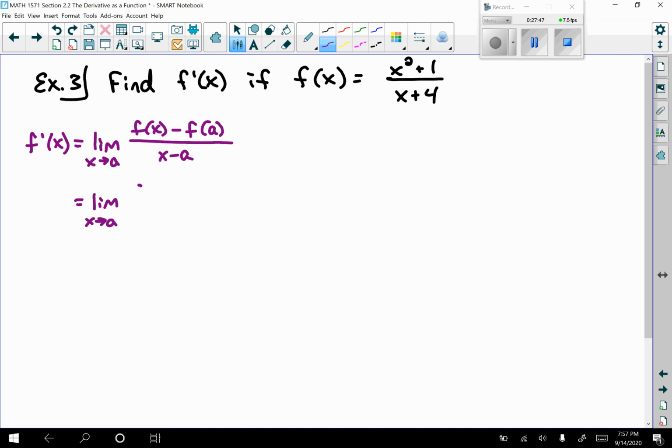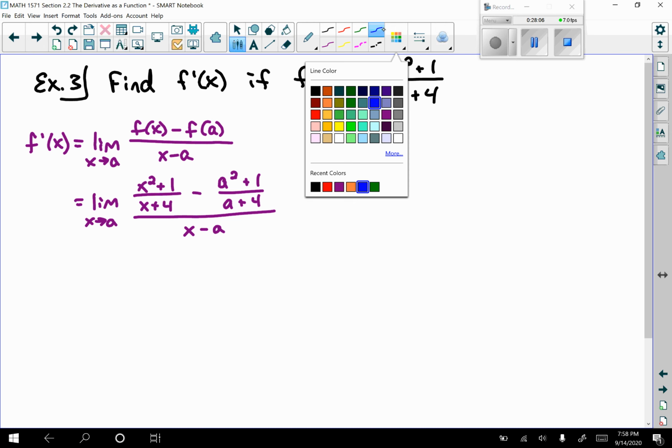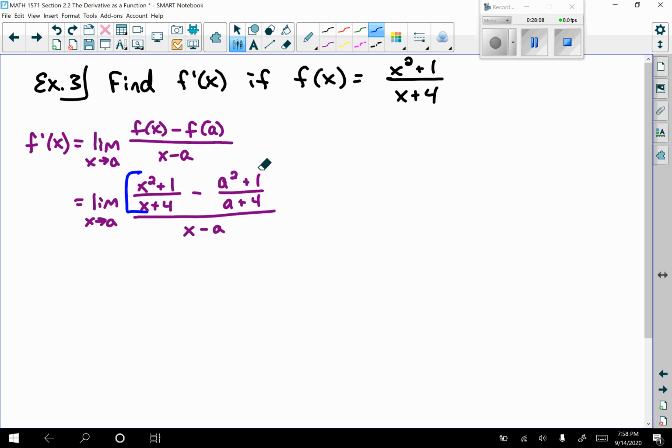So f of x is just x squared. What's a little tricky about this problem too is that we just have a rational expression. So f of x is x squared plus 1 over x plus 4 minus f of a is a squared plus 1 over a plus 4. And then this is all over x minus a. So right away, that looks a little intimidating here. But what we want to do next is clean this fraction up, this complex fraction.